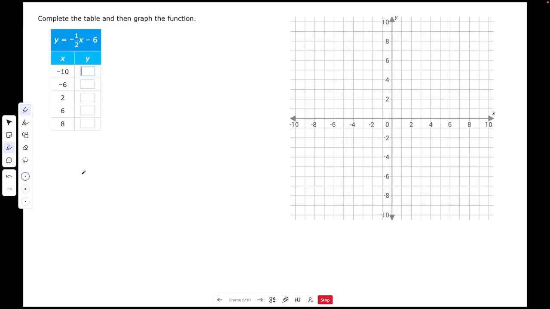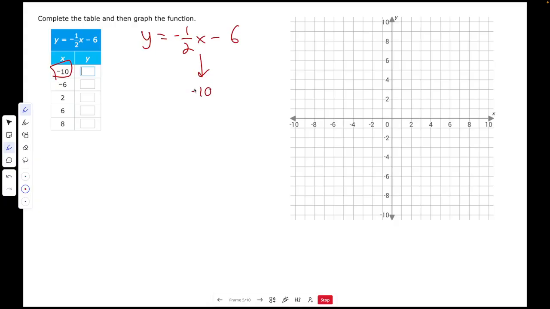Now for this problem, it looks a little different because we've got an ugly fraction and some negatives, so let's take a look at this one. The good news is we still follow the same process, which is we do -1/2 x minus 6, and we're going to replace the x first with a -10.